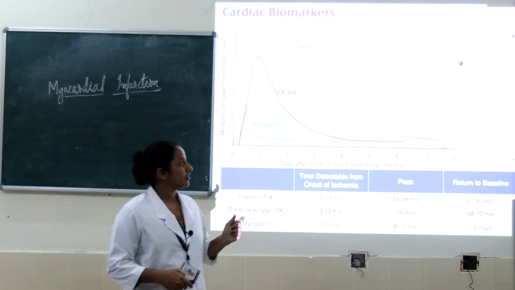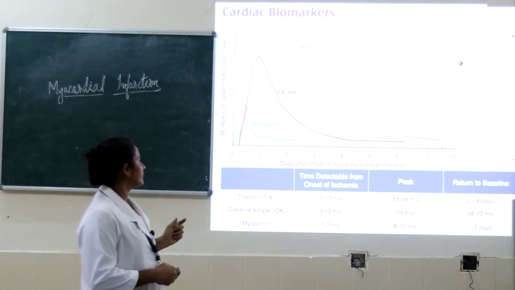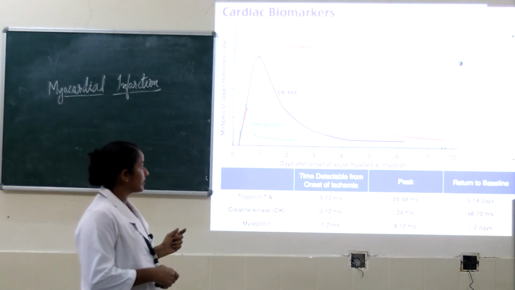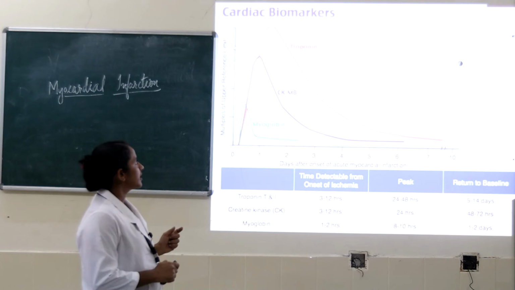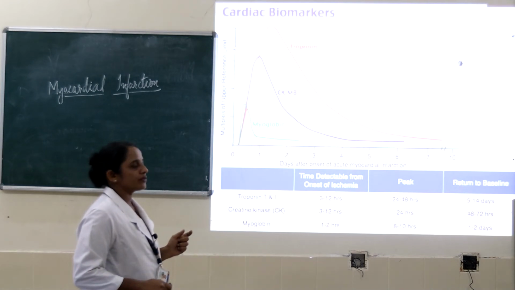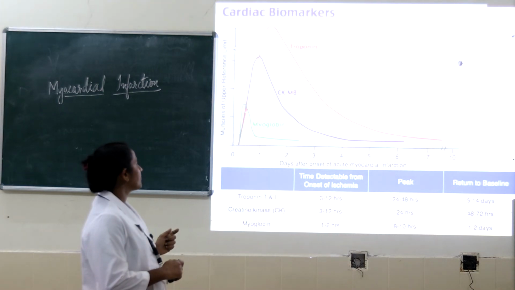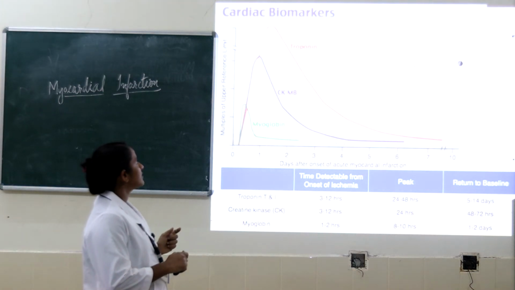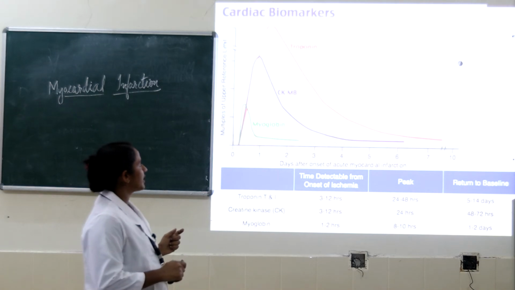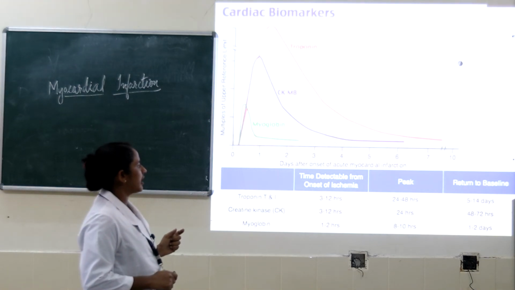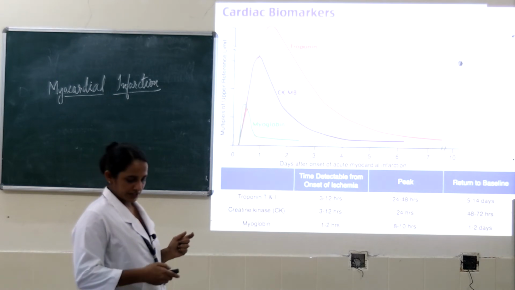Next, from this graph we can understand that troponin is the best cardiac biomarker to diagnose the MI. In this graph we can see that troponin is released into the bloodstream within 3 to 12 hours, peaks in 2 to 3 days, and after that returns to normal in 5 to 14 days.